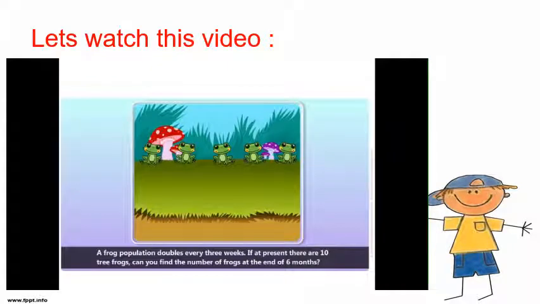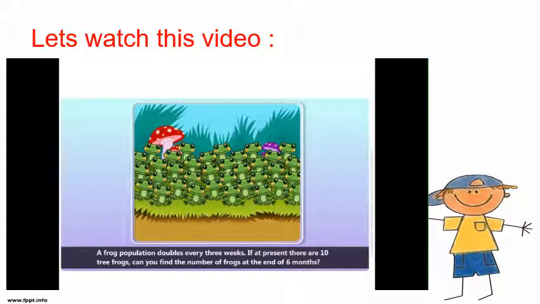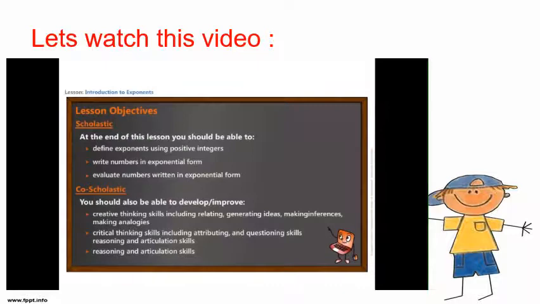A frog population doubles every 3 weeks. If at present there are 10 tree frogs, can you find the number of frogs at the end of 6 months? At the end of this lesson, you should be able to define exponents using positive integers, write numbers in exponential form, and evaluate numbers written in exponential form.